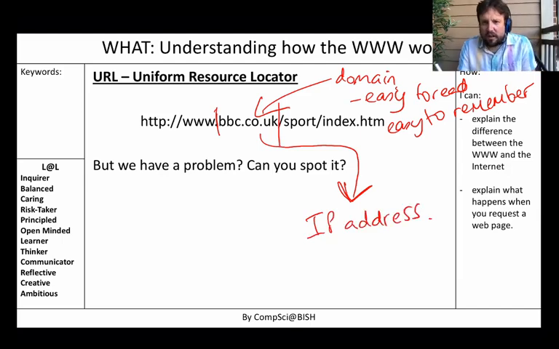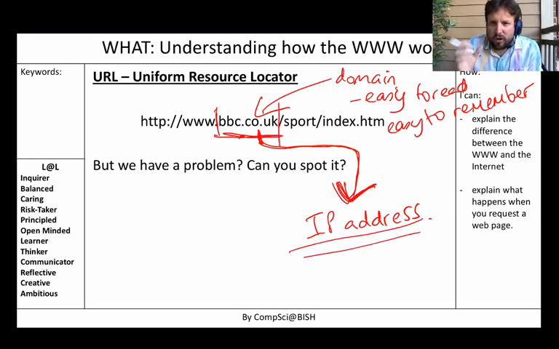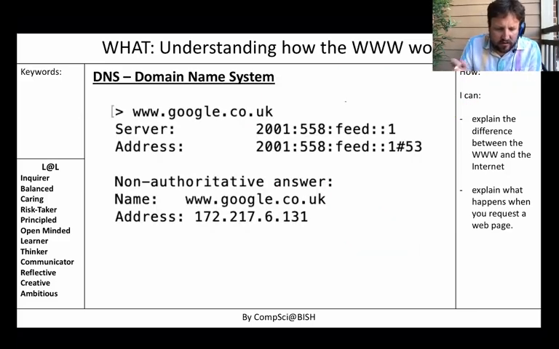So what we are going to need to do is turn this, which is great for us, easy to read and easy to remember, into the IP address, which is what the computer needs to be able to find this computer here. The only way the computer can do that is with the IP address, the unique code that identifies that particular computer on the internet. So we're going to talk now about how that happens. We're going to look at this next slide.